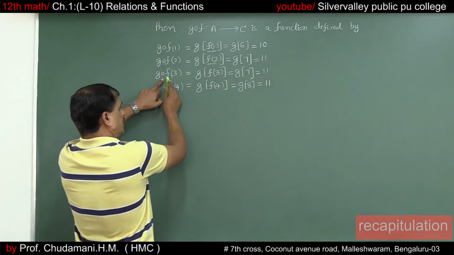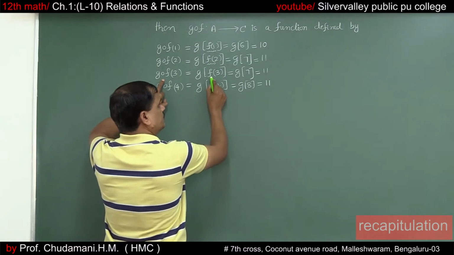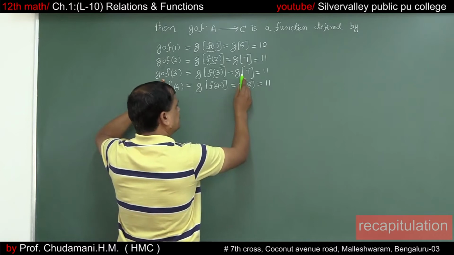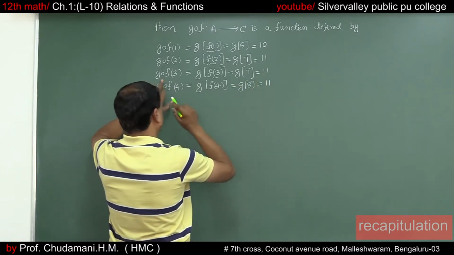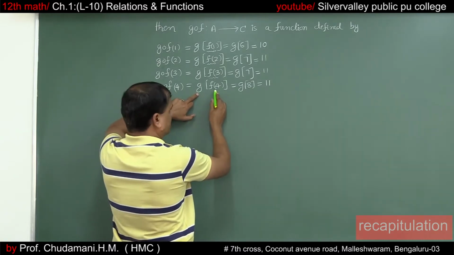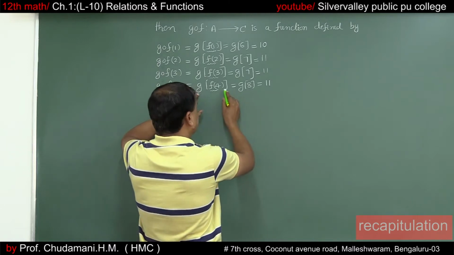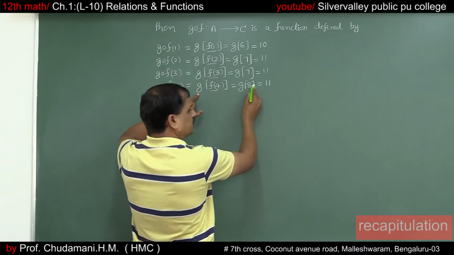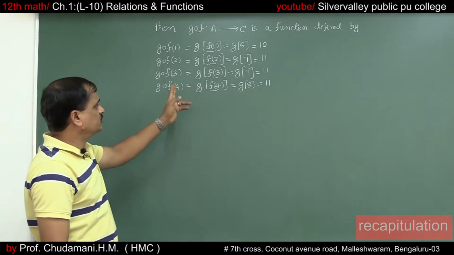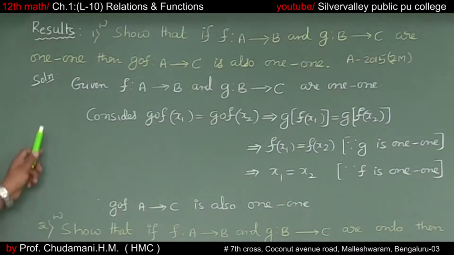Then g o f of 3 can be written as g of f of 3. We have f of 3 is equal to 7 again, so g of 7 is 11 only. So g o f of 4 equals g of f of 4. f of 4 is defined as 8, so g of 8 is again 11. So this is how composition of functions is defined.